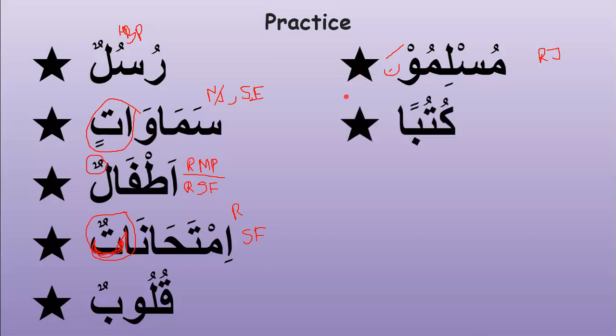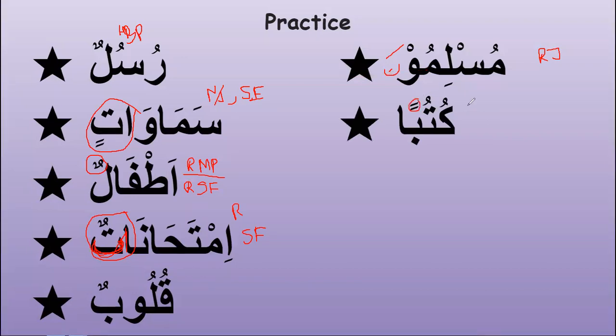Okay. Kutuban. Broken plural? Yes, it's a broken plural. What kind of broken plural though? Nasab. Nasab singular, you say. But I'm telling you, kutub means books. So it's a non-human broken plural, yes. And a non-human broken plural is always treated as singular feminine, okay?